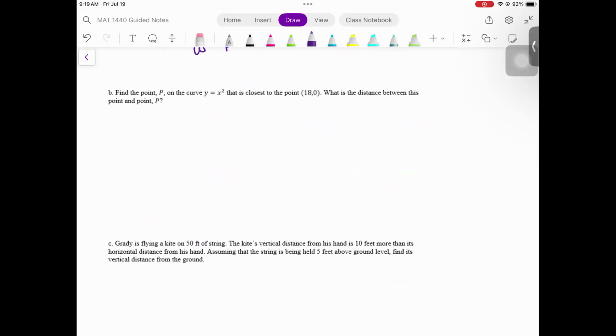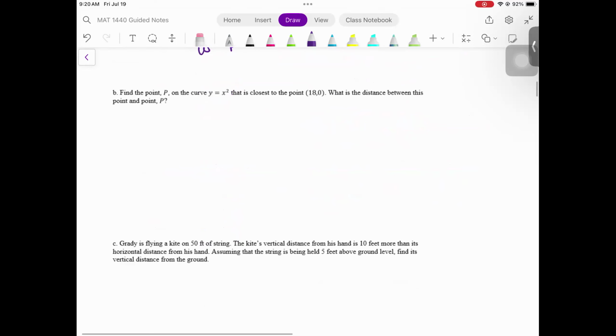Find the point P on the curve y equals x squared that is closest to the point (18, 0). What is the distance between this point and point P? So let's think about what this looks like visually. Y equals x squared, and I'm just going to sketch this. Y equals x squared is that parabola that opens up with the vertex at (0, 0). (18, 0) is some point over here along the x-axis.